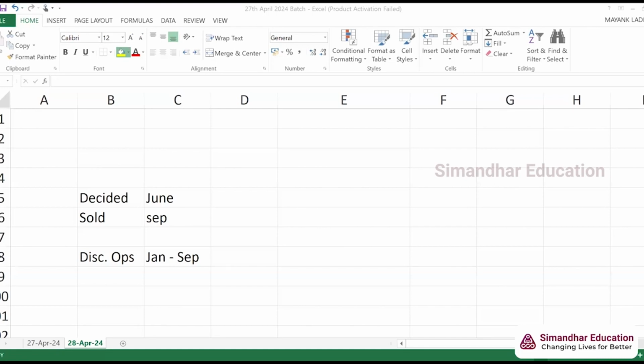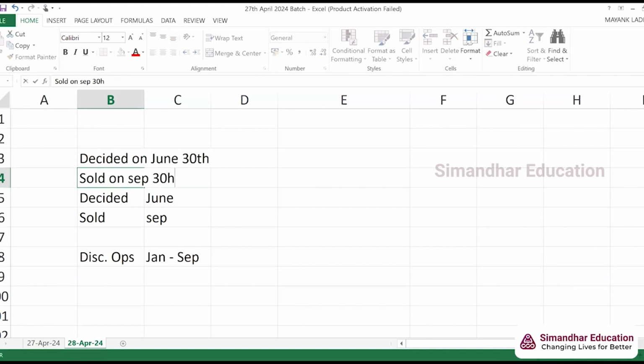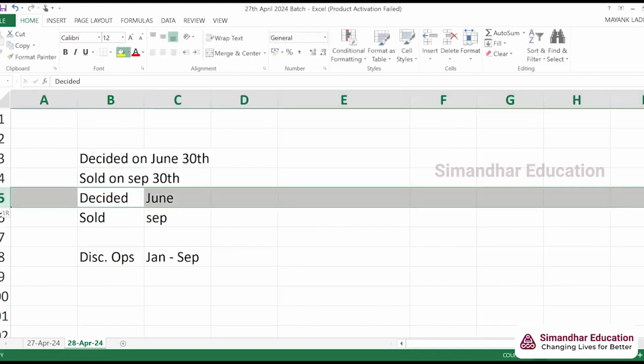Yes. From Jan to May, you will charge depreciation. And the depreciation will form a part of expenses of discontinued operation. So basically, one thing is you have to understand materiality. If you have decided on, I'll just write the numbers here. Decided on June 30th. Sold on September 30th. Okay. Now what will happen is, what will come?